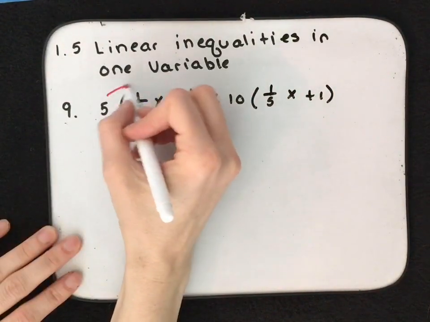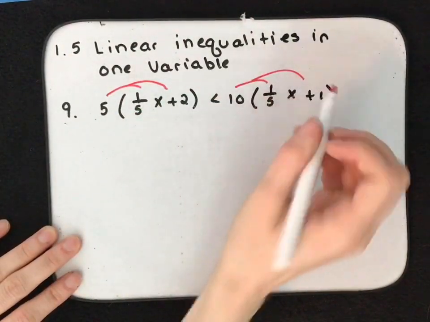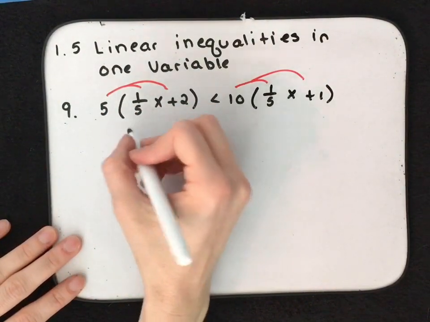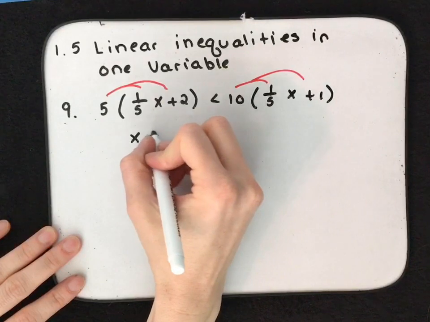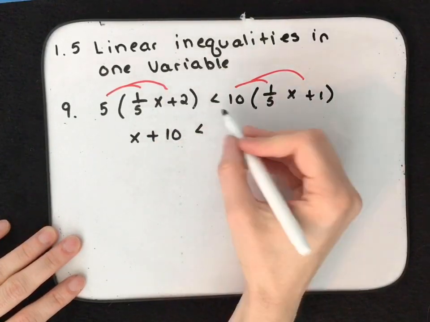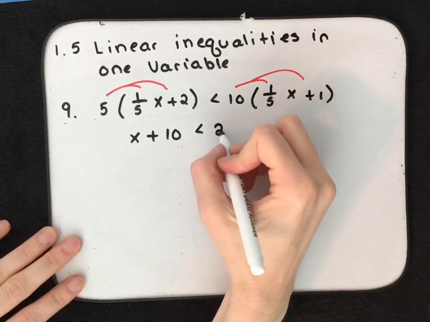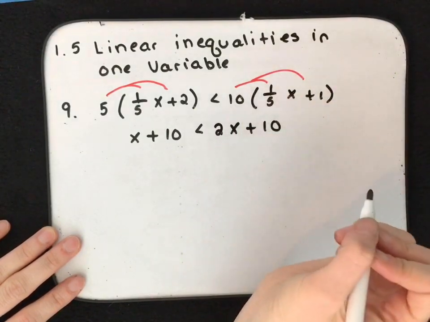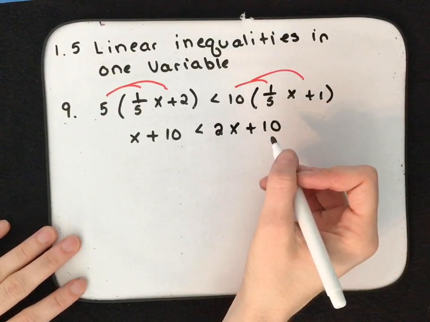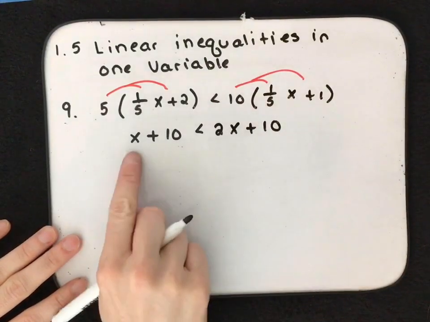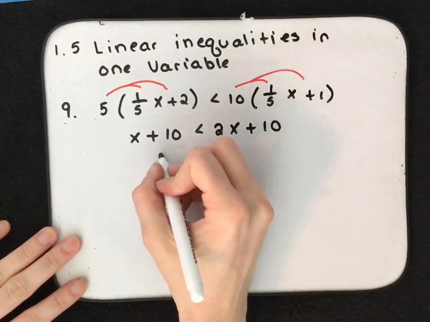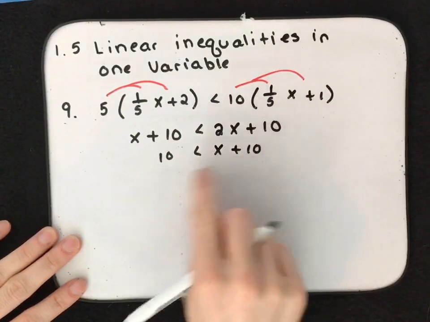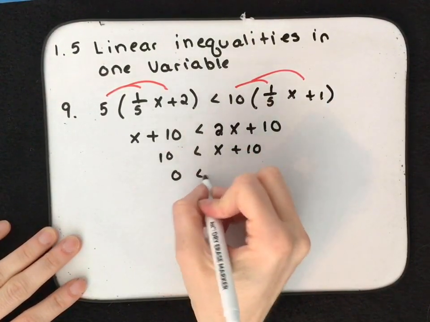Again, we start with our distribution. And 5 times 1/5 x is just x. 5 times 2 is 10, is less than 10 times 1/5 is 2, so 2x. 10 times 1 is 10. If we combine our like terms, so let's move our x over here. So we'll have 10 is less than x plus 10. And then subtract our 10. 0 is less than x.